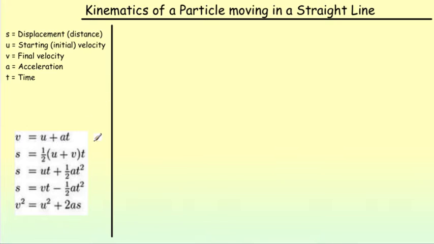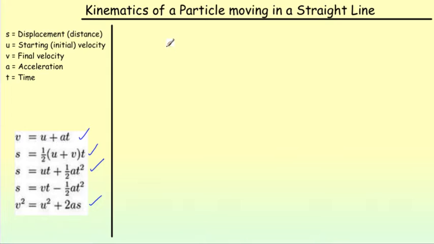Okay, so we now have 4 of our SUVAT equations. 1, 2, 3, 4. And the last one we need to get is this one here. S is equal to vt minus a half at squared. Okay.